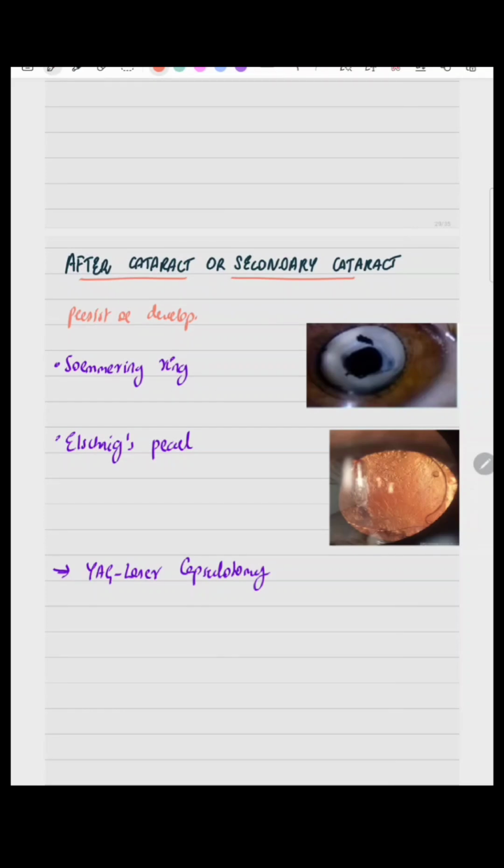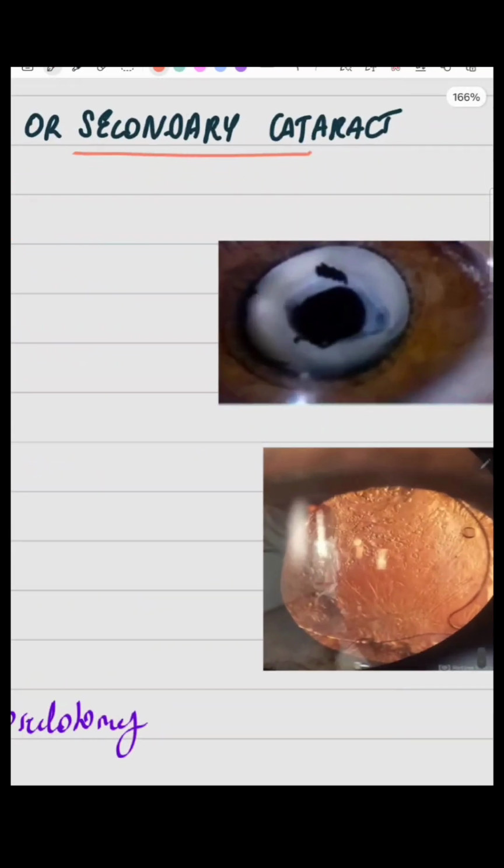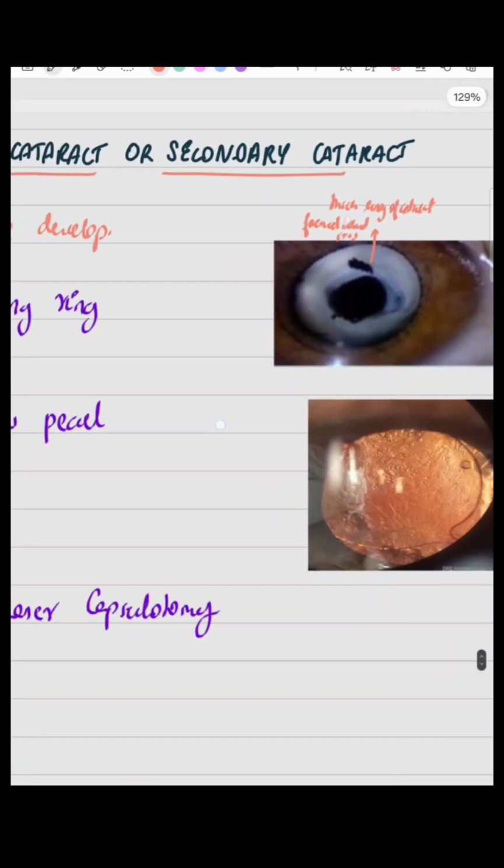Okay. Now Soemmering ring is a thick ring of cataract formed behind the iris. Next is Elschnig's pearl.